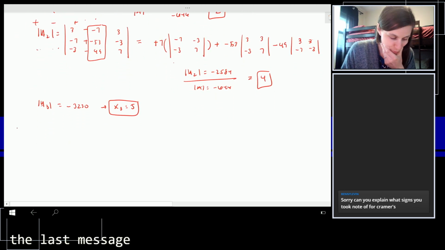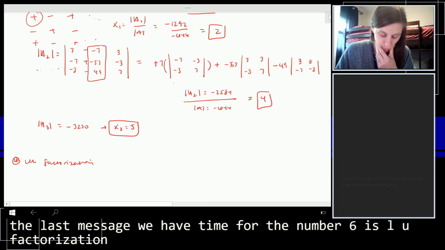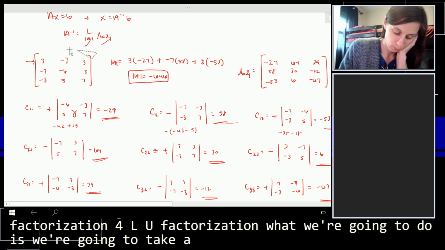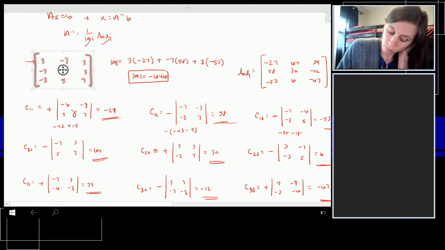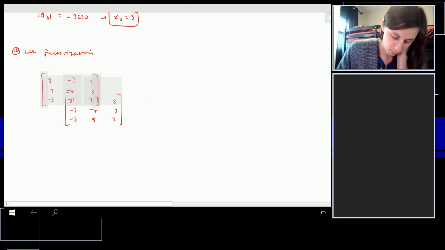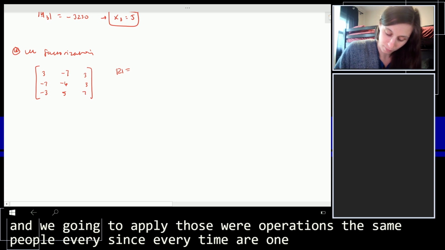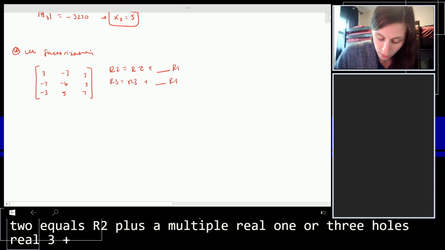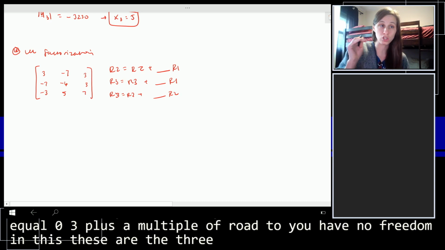Okay, the last method we have time for, method number 6, is LU factorization. For LU factorization, what we're going to do is take A and apply row operations. It's the same 3 row operations every time: R2 equals R2 plus some multiple of row 1, R3 equals row 3 plus some multiple of row 1, and R3 equals row 3 plus some multiple of row 2. You have no freedom in this. These are the 3 row operations you are going to apply.